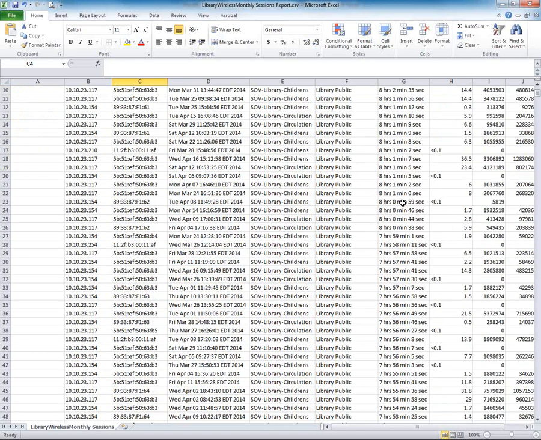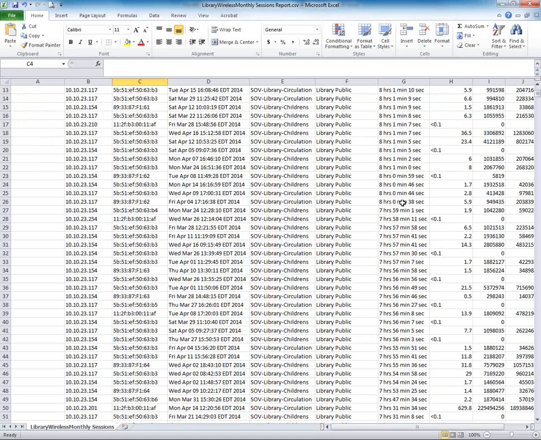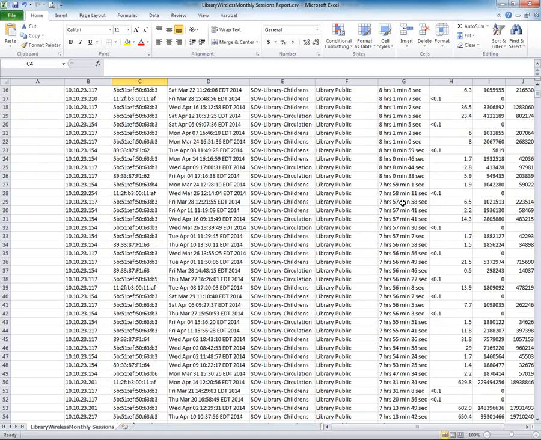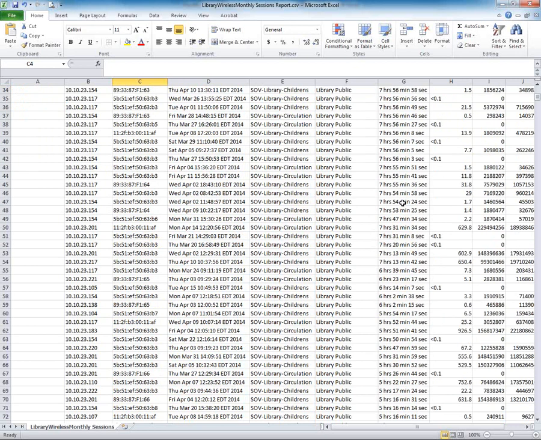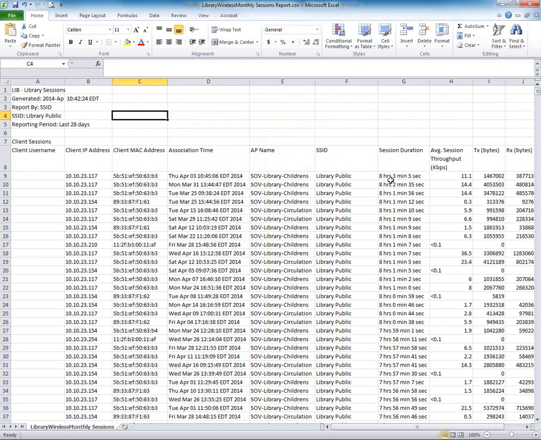And what you're seeing here, first of all, are a lot of sessions that are like 8 and 7 hours long. If you see sessions that are this long on your report, you may be saying to yourself, my goodness, I don't believe anyone was actually sitting and connected to the SOV children's library access point for 8 hours.